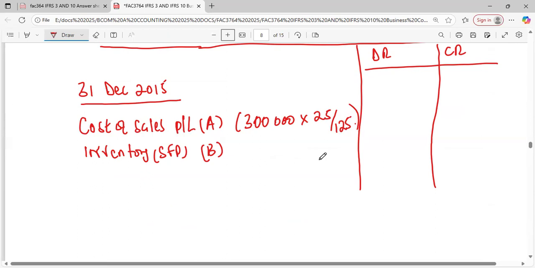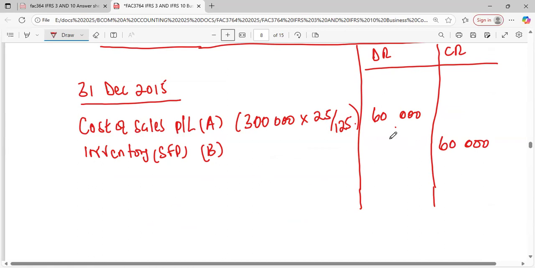How much is going to be eliminated there? 60,000. So we're going to eliminate 60,000. This is the intra-group profit that we are going to eliminate. When you eliminate this 60,000, you also need to eliminate the tax. So when we eliminate 60,000, what is going to happen to tax? Is it going to increase or decrease? This is how you determine which tax journals.